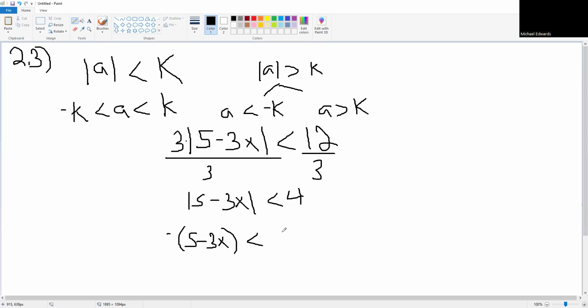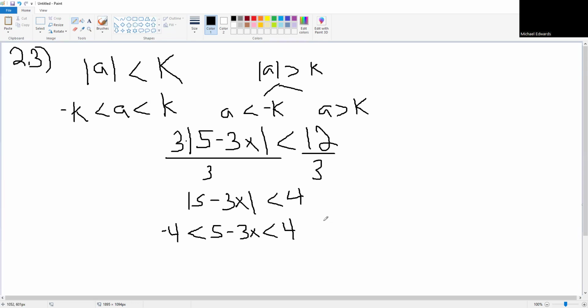A. Wait a minute. Okay. It's like 9 o'clock, so I'm getting tired. So A here represents this. So we got to write it as -4, because 4 represents the K, less than 5 minus 3x less than 4. Yeah, it makes a lot more sense.